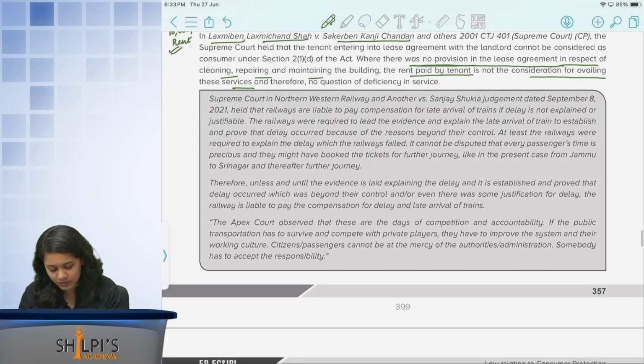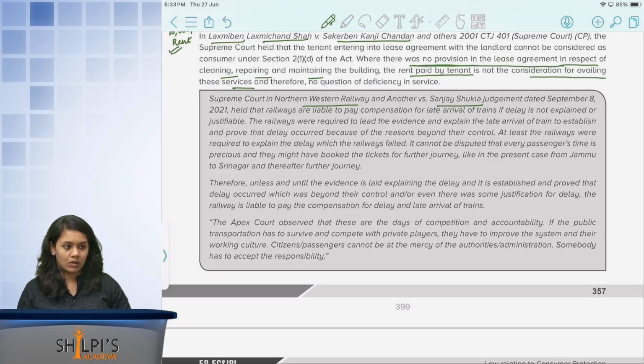And lastly, we have the case of Northwestern Railway versus Sanjay Shukla. Have any of you ever gotten into a train and missed your train? Now, I don't travel by train that much, so obviously there's no chance of me missing my train. But whatever form of transport you've taken, in this particular case, this person was traveling by train and there was a delay in arrival of the trains, and this delay was not at all justifiable, and these delays were constantly happening.